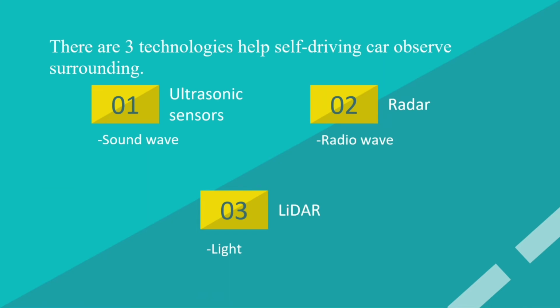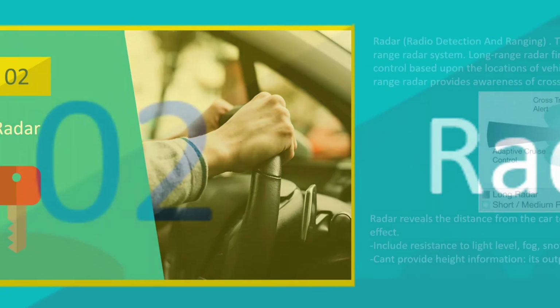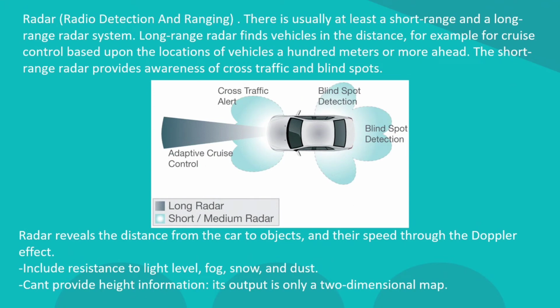The second one is the radar. Radar is short for radio detection and ranging. Long-range radar finds vehicles at distances of 100 meters and more ahead. The short-range radar provides awareness for close traffic and blind spots. It can detect the distance from the car to the object and their speed through the Doppler effect. It is resistant to light gravel, flood, snow, and dust, but it cannot provide high information. Its output is only a two-dimensional map.